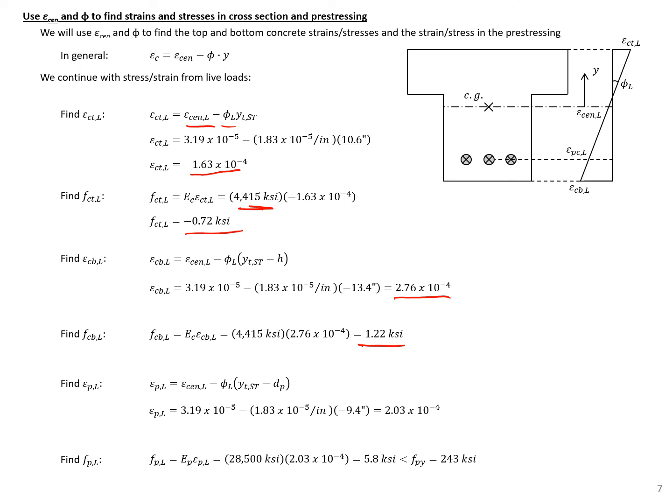And we can do the same thing for our pre-stressing. Note that with the pre-stressing, we already accounted for the effects of pre-stressing, so we already included that locked-in strain differential with our sustained load, so we don't need to include it here as well. So we can find that our live load is going to cause an additional 5.8 KSI in our pre-stressing strands. So here you can see the stress in the top fiber from the live load, negative 0.72 KSI. The stress in the bottom fiber of our concrete, 1.22 KSI tension, and the additional stress in our pre-stressing of 5.8 KSI.